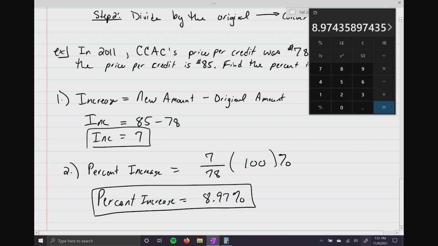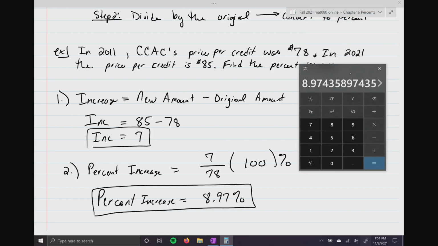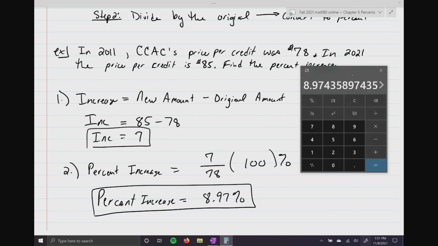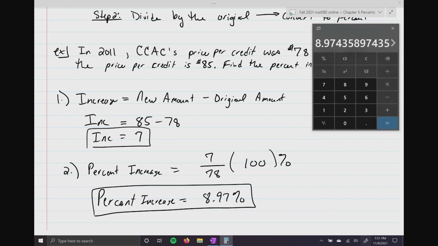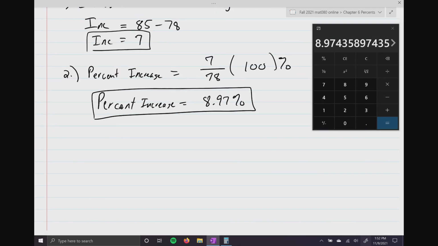Okay, so over the last 10 years, 2011 to 2021, the cost of tuition, or the cost per credit, has increased by 8.9%, or if you just want to round it to 9%, that's fine with me. But that is how we find percent increase. All right, let's do one more. We'll do another example here.